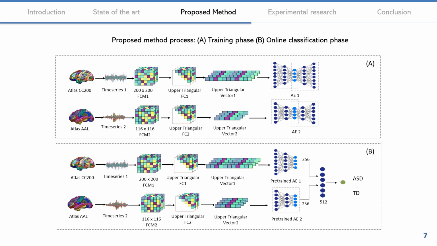As illustrated, the proposed method is composed of two phases, a training phase and an online classification phase. In the training phase, we generate a model through an autoencoder architecture. This model will be used to extract discriminant features. As for the online classification phase, it makes use of the already generated encoder to perform the classification after fusing the two feature vectors. We trained a one-layer neural network to classify the trained features.